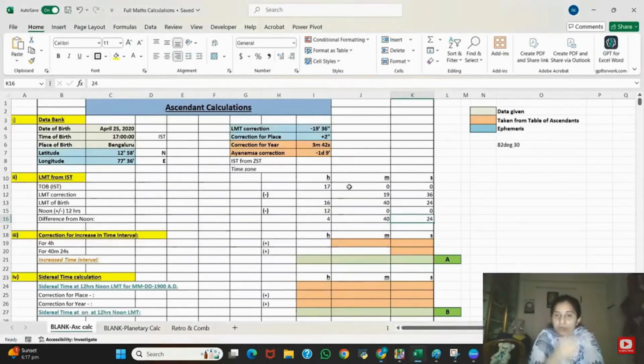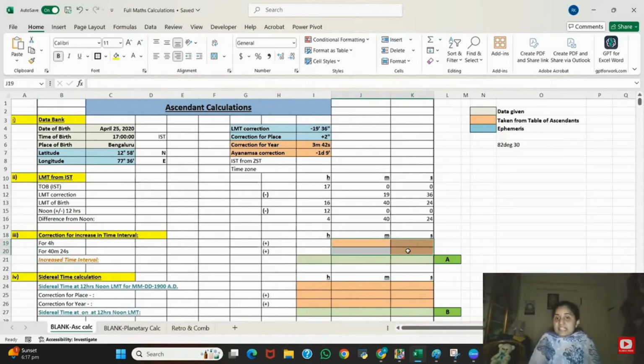Okay, so now let's go ahead with the next part. Once we arrive at the LMT at birth, 4 hours 40 minutes 24 seconds, next we have to go for correction for increase in time interval. So for 4 hours and 40 minutes 24 seconds is what we have to arrive at. These things also come from the table of ascendants.